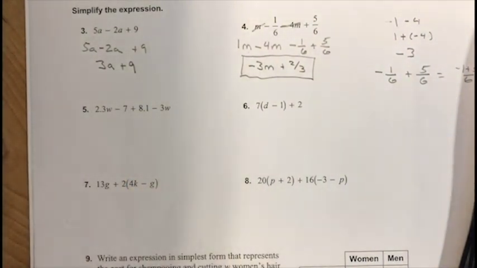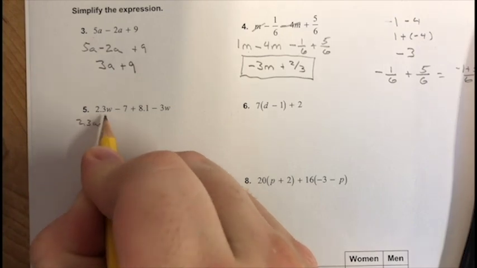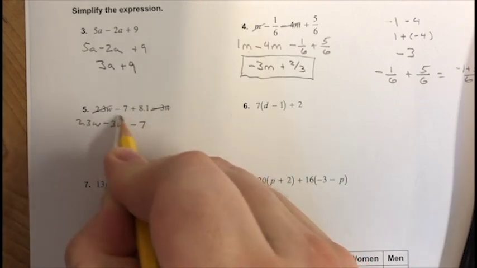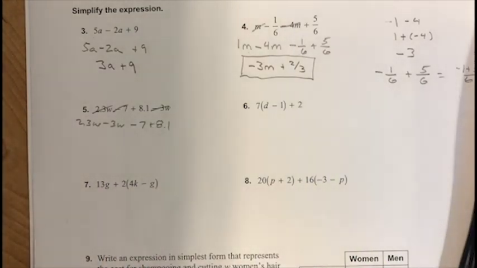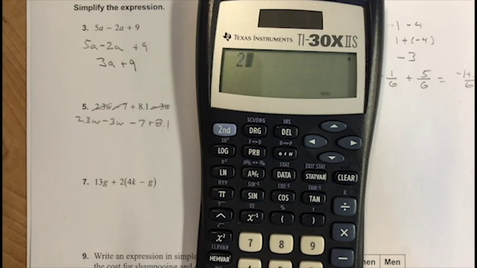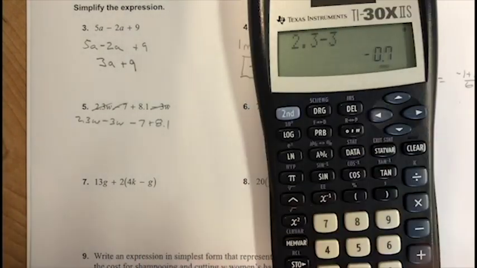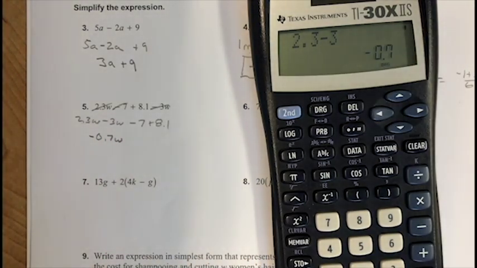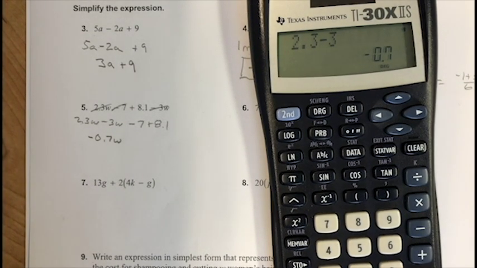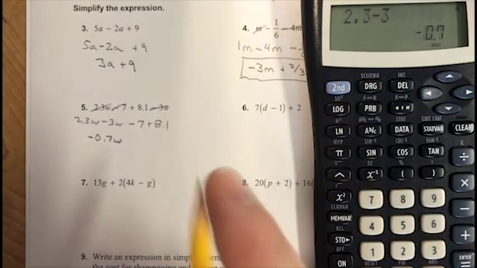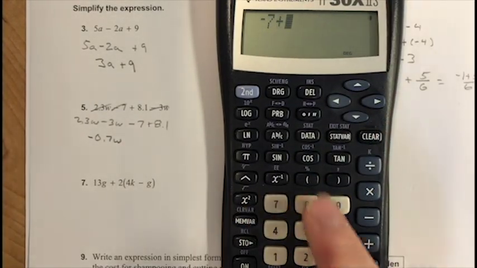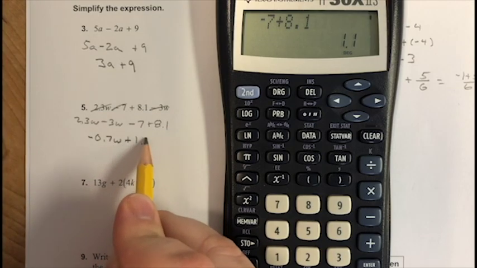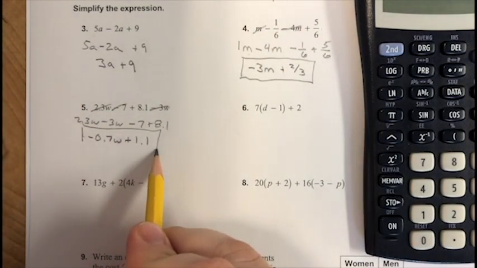So same thing, I'm going to combine my like terms. I have 2.3w, done that one, and I have a minus 3w, done that one. Then I have a minus 7, that one, plus 8.1. Notice what I've got. So now I'm just going to cheat a little bit. I have 2.3 minus 3, and what I get is a negative 0.7w. 2.3w minus 3w is going to give me negative 0.7w. All right, now the next piece, I'm going to go negative 7, and I'm going to add 8.1. And this is going to give me a plus 1.1. And I have simplified this expression.